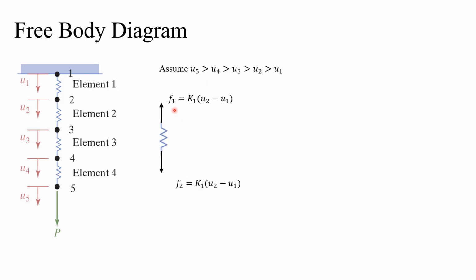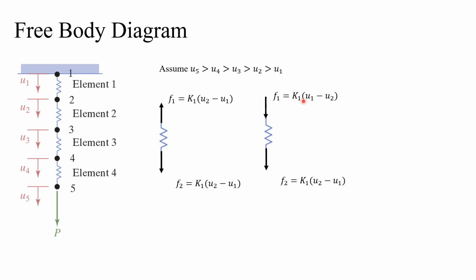So we have force F1 and F2 acting on our system. The two forces are the same because we have equilibrium. We have K1 times (U2 minus U1), which is the spring equation, spring constant times the deformation, the difference between the displacement of node 2 minus node 1. I could flip the direction of the force F1 and then write it as U1 minus U2 rather than U2 minus U1. We usually write it this way because then the two forces are in the same direction.